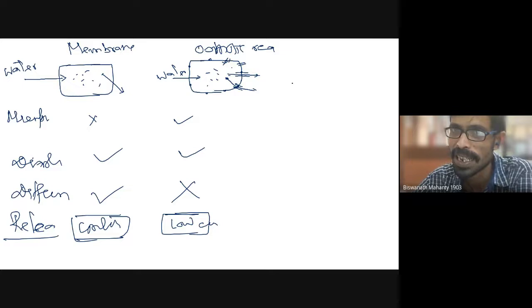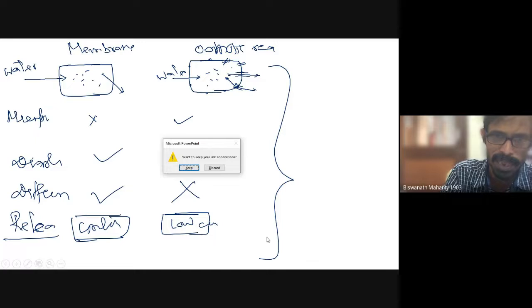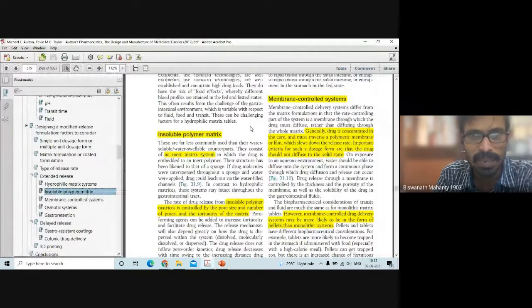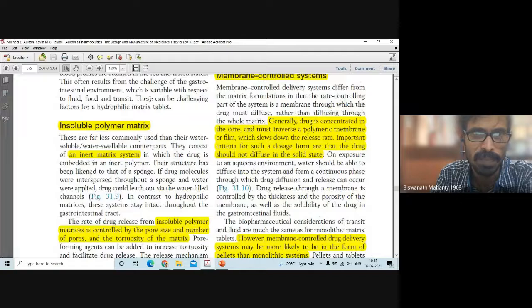That difference makes a big change when we are going to have osmotic-based controlled release delivery and membrane-based controlled release delivery. So this is the principle. I will come to the text so that I can have a quick discussion on this. In our last class, we talked about insoluble polymer matrix. My screen is visible, I believe.